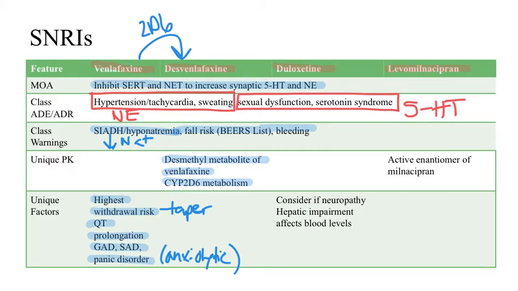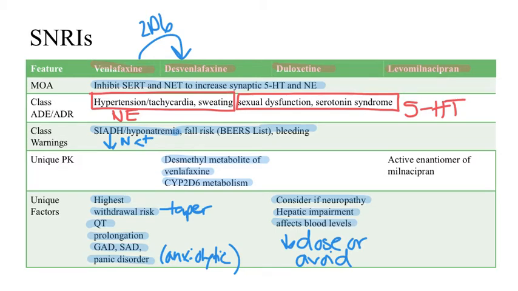Duloxetine or Cymbalta has some effects against neuropathic pain and therefore could be considered in situations where there is both depression and neuropathy. Hepatic impairment does significantly affect blood levels of duloxetine, and in cases of hepatic impairment, toxic levels of duloxetine can build up, and therefore the dose must be modified in individuals with hepatic dysfunction.